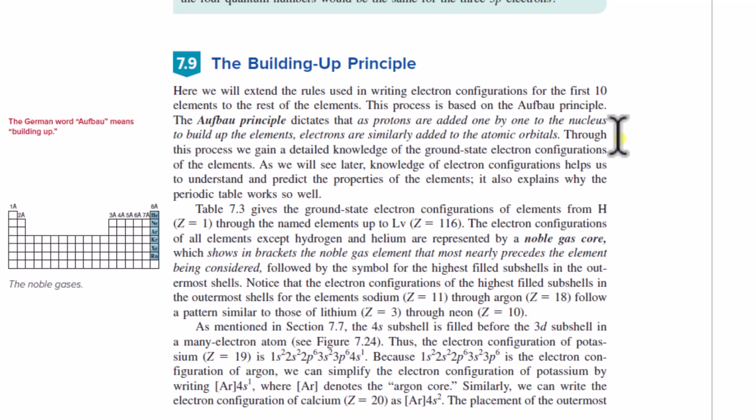Okay, now the reason you do this is because you're following the energy levels, and I mean that's a law of nature. The lowest energy state, the most stable state, is what happens in nature.